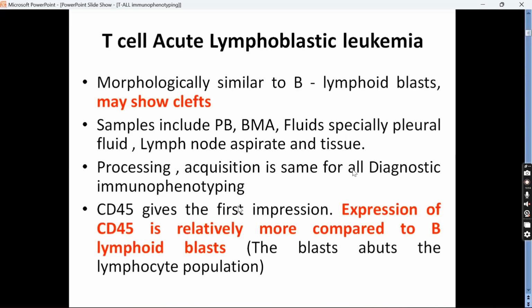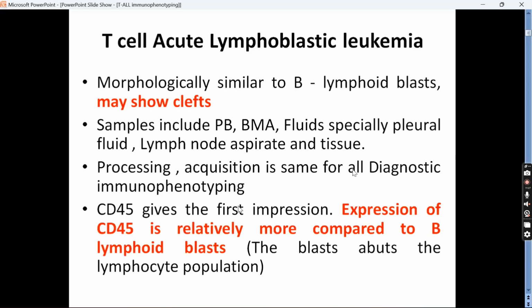Okay, but remember the expression of CD45 is relatively more compared to B lymphoid blast. I told you this. You know what a blast region is? The blast region is dedicated predominantly to the location of myeloid blast. B lymphoid blast will fall in that blast region, or it can extend up to the CD45 negative region, whereas the T lymphoid blast will show relatively more CD45 compared to the B lymphoid blast.